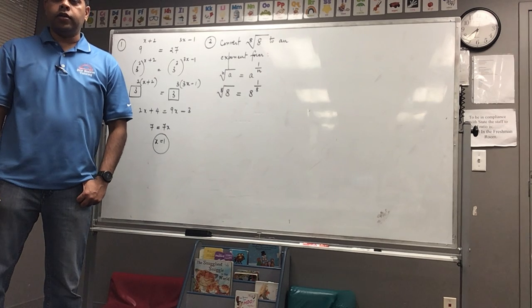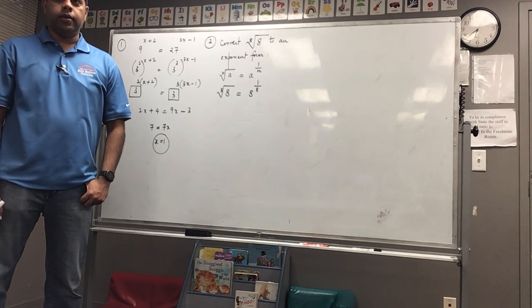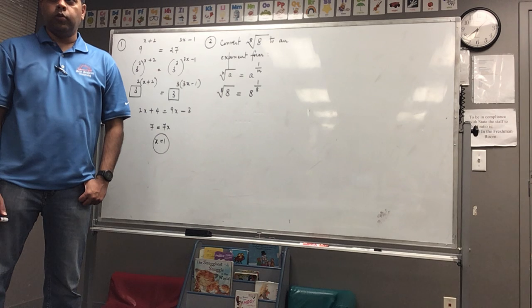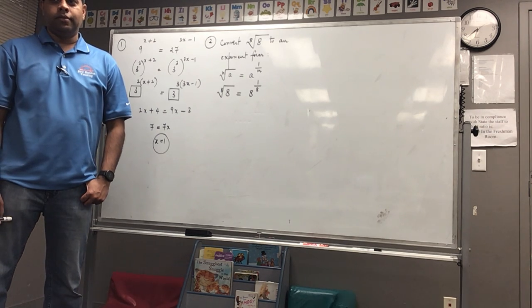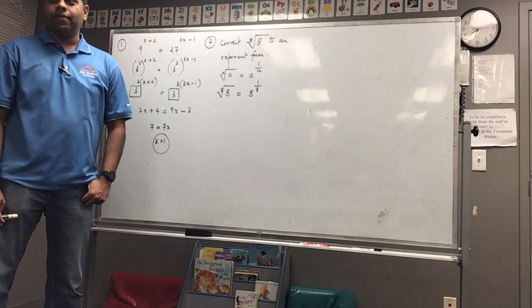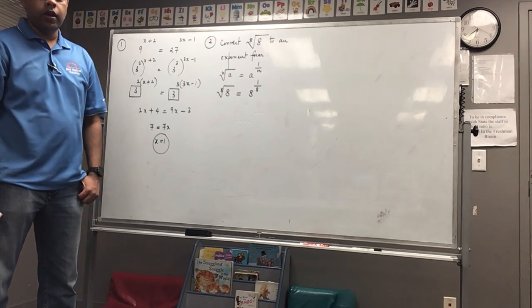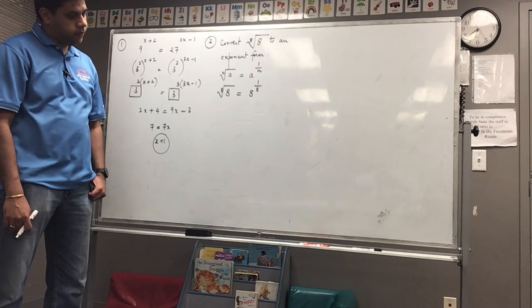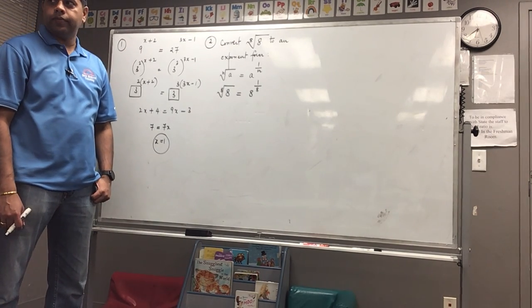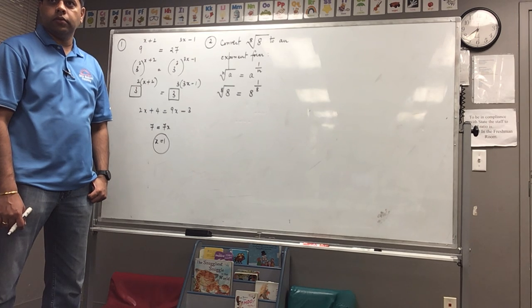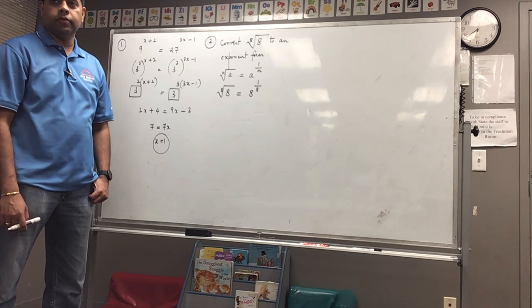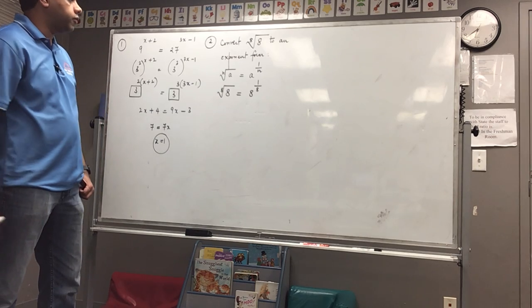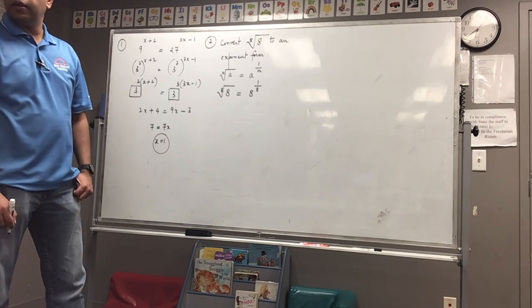Without using a calculator, what is 8 raised to 1 by 8? Less than 1 or more than 1? More than 1, less than 2. Do it. Get your calculators. Do 8 raised to 1 by 8. What do you get? 1.29683555. Good enough. Make sense?